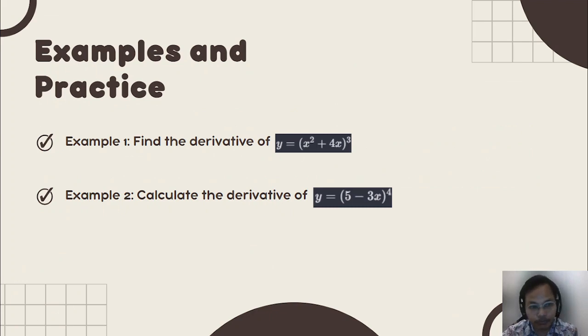Okay, let's start doing some examples and practice. We have 3 examples. 2 examples, I'll be explaining briefly after this, and then the last example will use my recommended application. Example 1: find the derivative of y equals (x^2 + 4x)^3. Example 2: calculate the derivative of y equals (5 - 3x)^4. Let's move on to the solution.